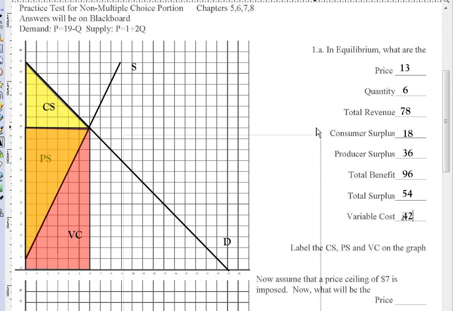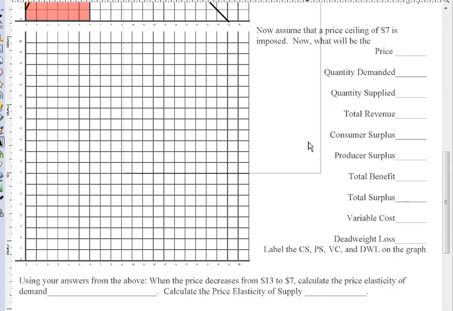Now, one example in Chapter 7 is doing a price ceiling. So now we assume there's a price ceiling. Now we have to start by drawing our demand and supply curves again. So let me do that. All right, and they intersect at the same place, but now we can't have a price of $13. We're putting in a price ceiling of $7. So I always draw a line straight across at $7 there.